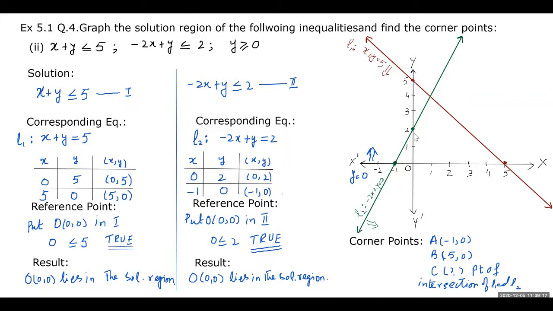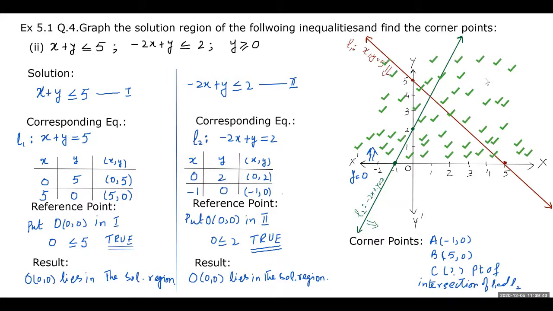Now here I'm going to shade the solution region once again for those students who are a bit confused with the concept of how we are going to shade all these three together. Let me try it for you. First of all, I'm going to shade y greater than or equal to 0. So this is all y greater than or equal to 0.